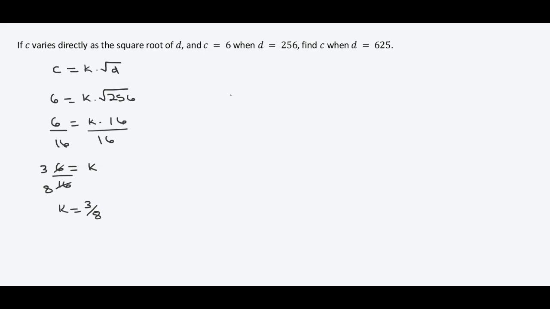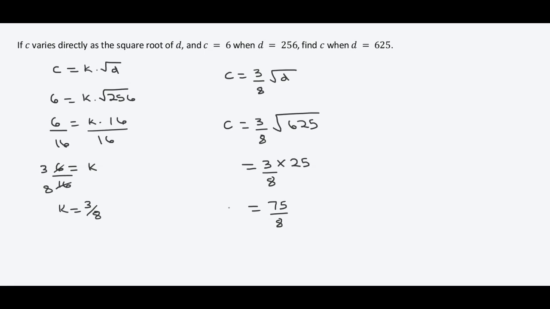So now our equation is going to be c is equal to 3 over 8 multiplied by the square root of d. Now we want to find the value of c when d is 625. So we have c is equal to 3 over 8 square root of 625, which is going to give us 3 over 8 multiplied by 25, and then we have 75 over 8. C is equal to 75 over 8.